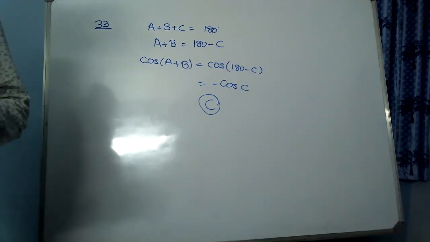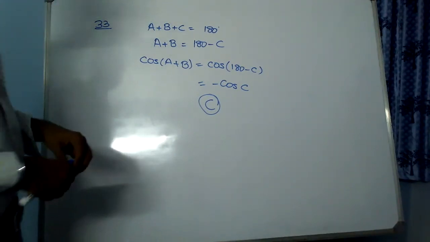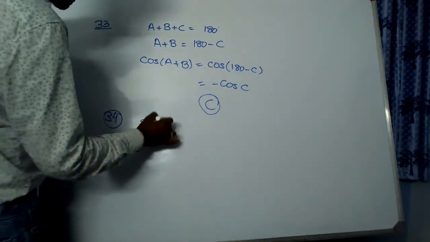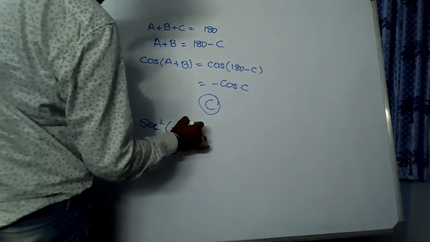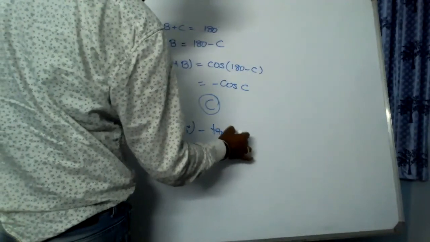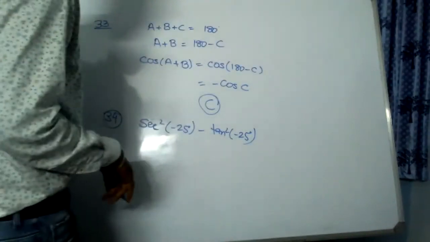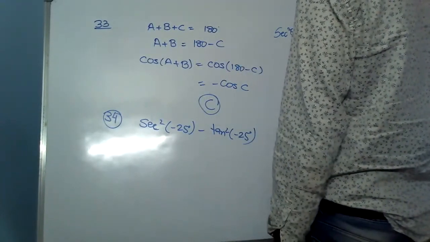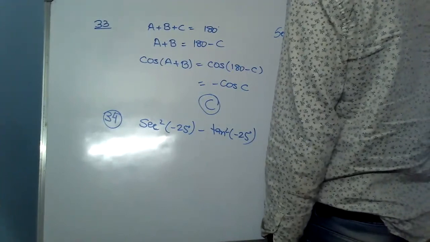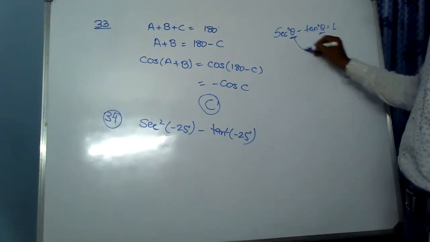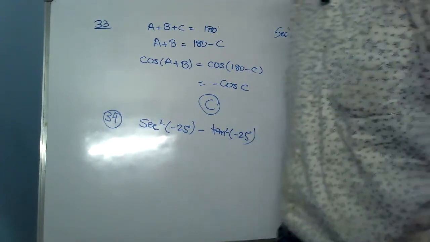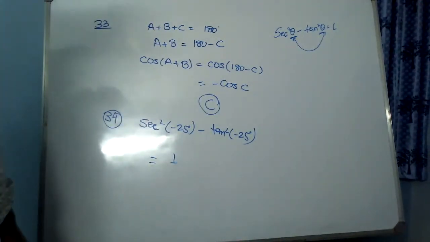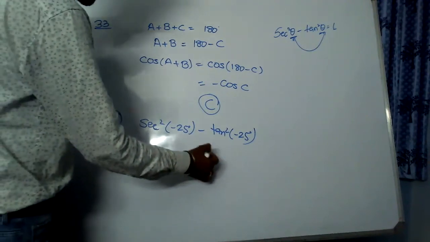Sec square minus 25 minus tan square minus 25 is of course 1. It's directly an identity. It says what will be the value of sec square minus 25 degree minus tan square minus 25 degree. You would have learned the identity as sec square theta minus tan square theta equals 1, right? No matter whatever theta is, positive or negative, only thing, it should be the same angle. Here it is the same angle, minus 25 degree. So looking at the question, you can say it's 1. That is question number 34, option C again.